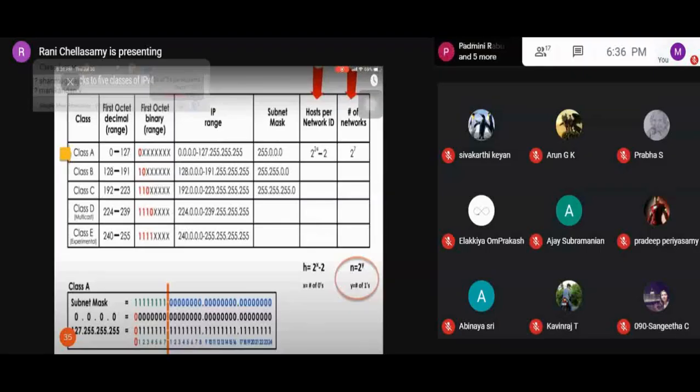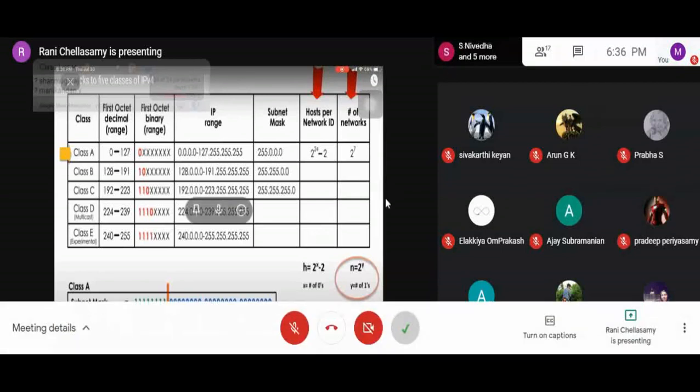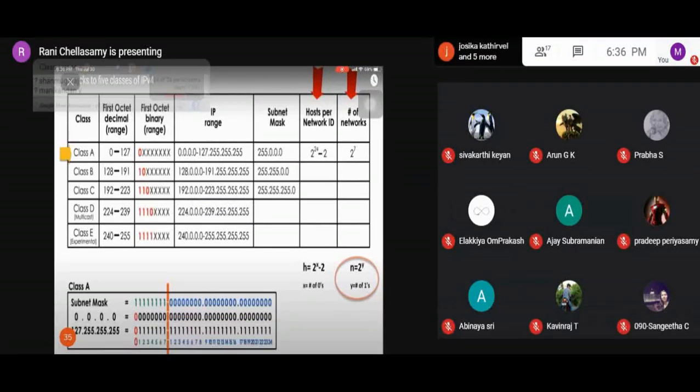Okay, so coming to class A, suppose you are taking 127, the first value will always be 0 for class A, and it is represented in binary ones. Calculate the number of zeros in the host part. So here you can have 24 zeros. So we calculate the hosts as 2 power 24 minus 2.